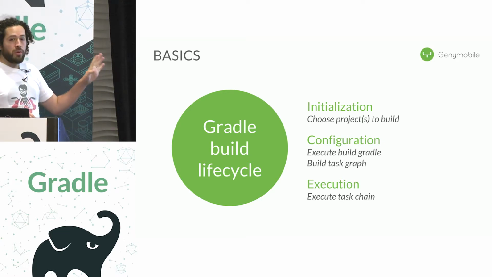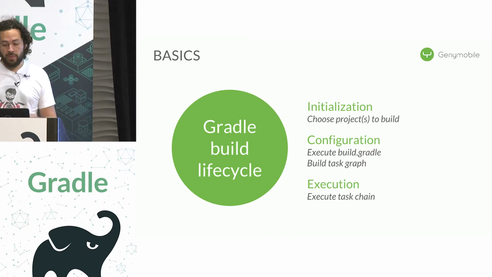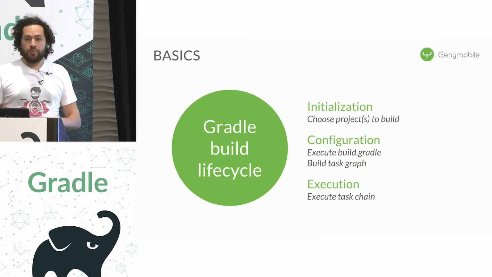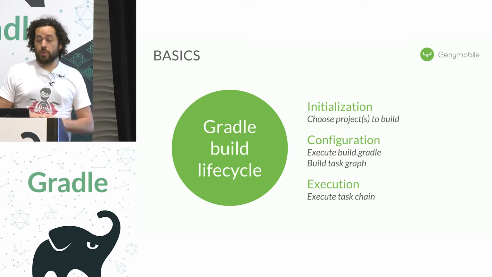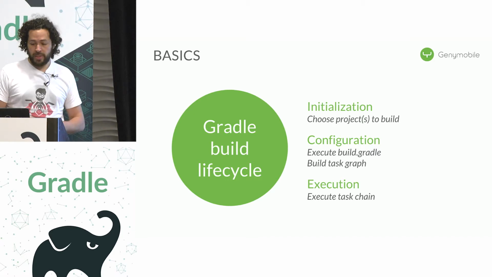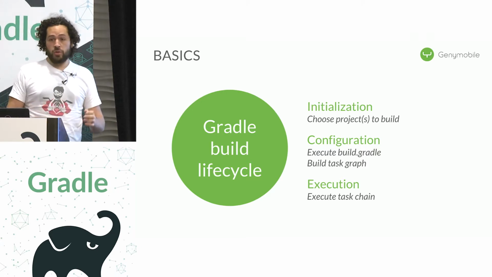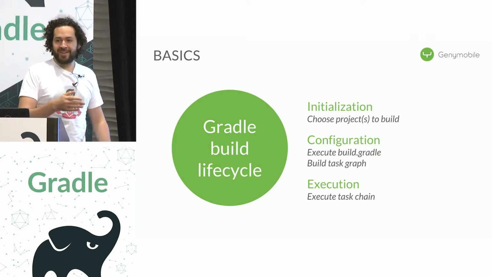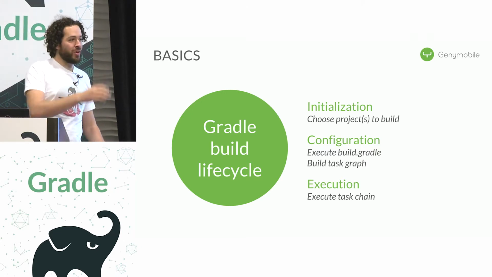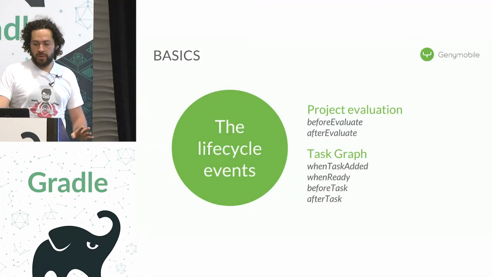It actually executes all your build.gradle files, and the build task graph is built at this moment. This configuration phase is also named the evaluation phase, and we will talk about that a little bit later. And then, when your task graph is built, you have the execution, which will execute one route of your task graph. Okay. So everybody gets the point, right?